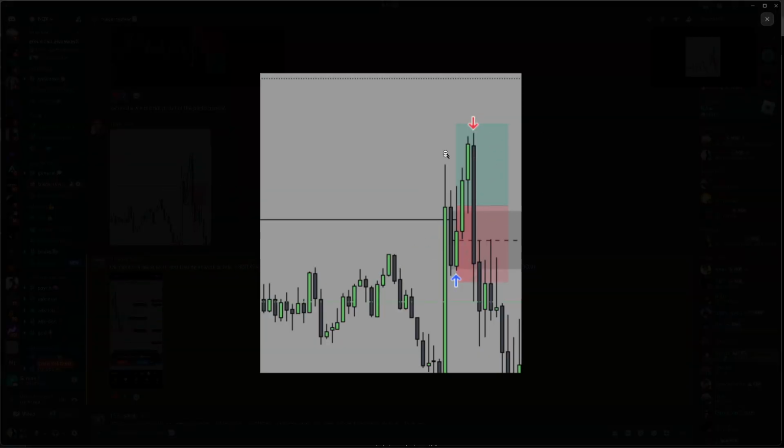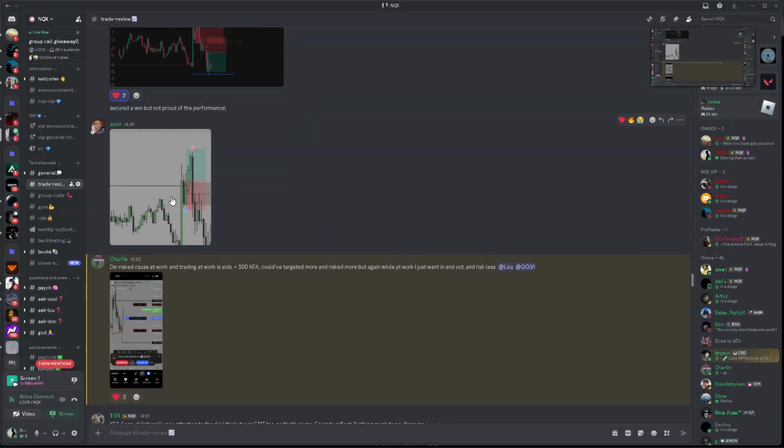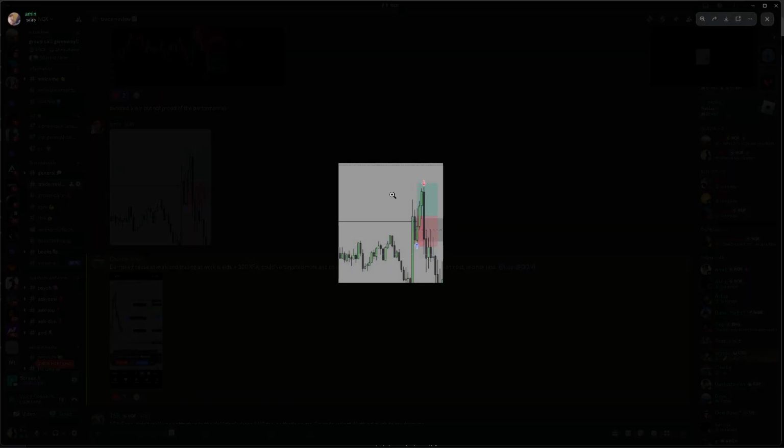Same here. It's just kind of FOMO, man. Mark out the external draws, bro. You've got to have a target. You can't just target a 1-to-1 randomly. You need to have a draw on liquidity higher. If the draw on liquidity is right here, then why would we take this trade? We wouldn't.